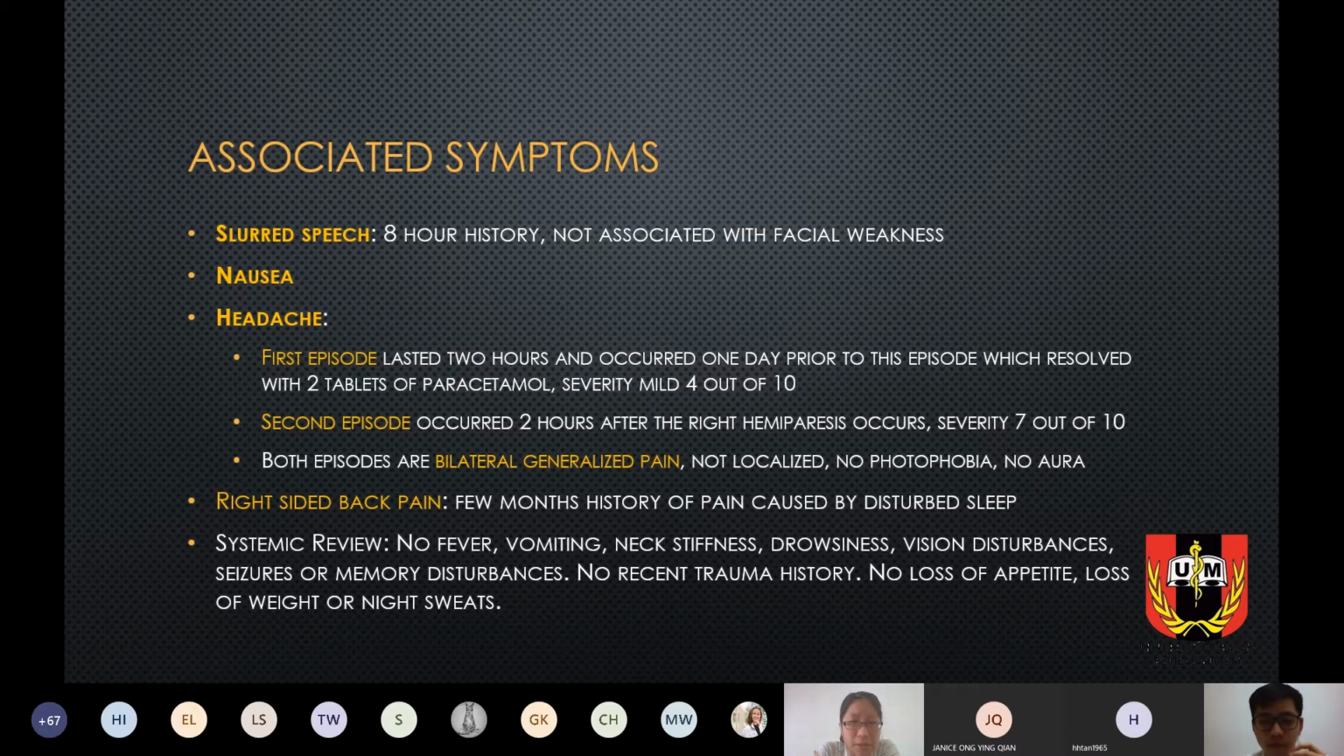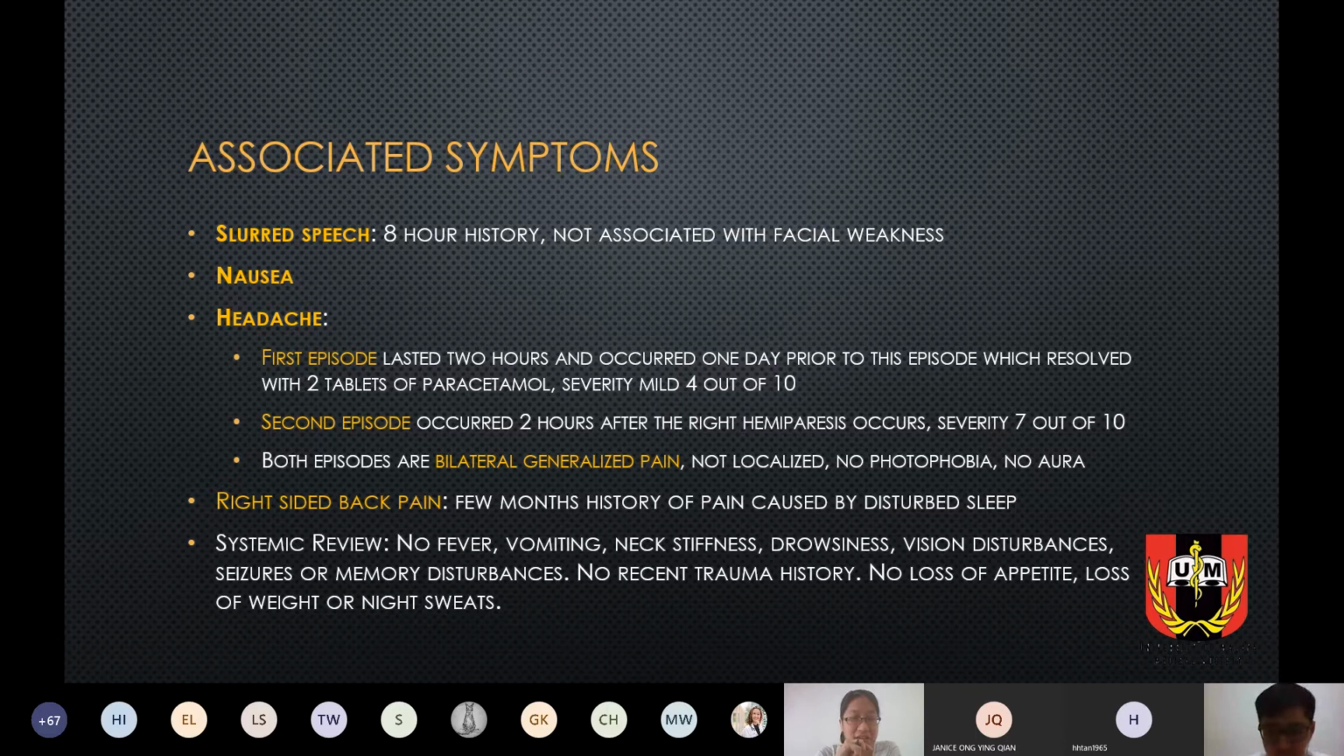But usually it's paraparesis or paraplegia. Not sure how much relevance back pain has here, but if you look at the headache, it's actually very interesting that the headache comes in episodes. Does the headache disappear completely in between the episodes? Yeah, like in the interval, she's completely well. Yes, yes.